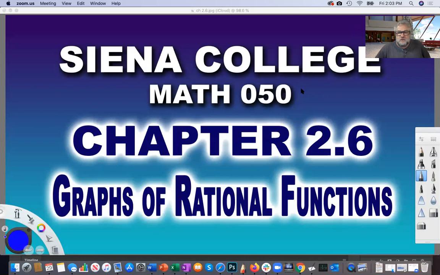But we're going to look at chapter 2.6, which is graphs of rational functions. And so what we're going to look at is graphs of functions, and you're going to find horizontal and vertical asymptotes, as well as describing the transformations that were done to the function in order to give the look that it has there. Okay? So you remember back in chapter 1.6, we did transformations.